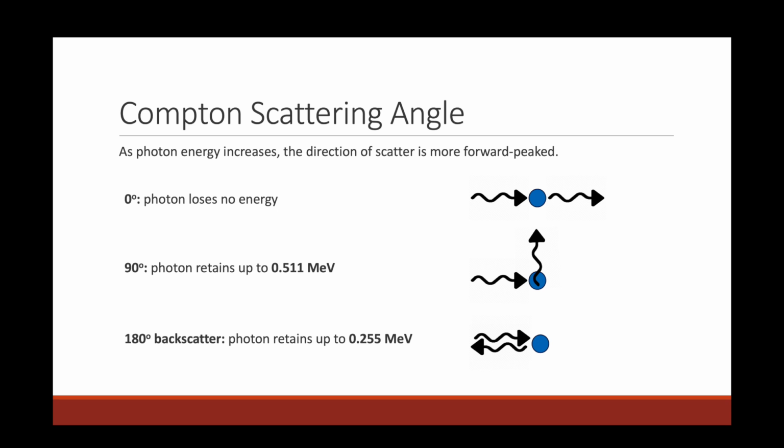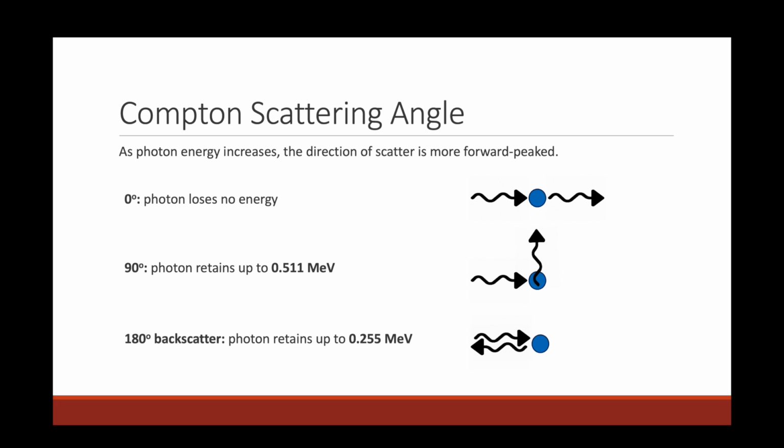So if the photon is scattered at 90 degrees, it retains 0.511 MeV. And pay attention to the units because 0.511 MeV is the same as 511 keV. So 511 kilo electron volts or 0.511 mega electron volts. So those are important units to pay attention to. But if the photon gets scattered at 90 degrees, it retains up to 0.511 MeV. If the photon is backscattered, so if there's 180-degree backscatter, meaning the photon completely flips direction, it retains half of that rest mass of an electron. So it retains up to 0.255 MeV or 255 keV.